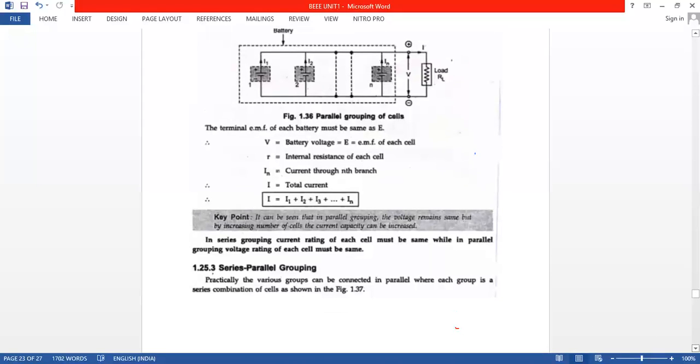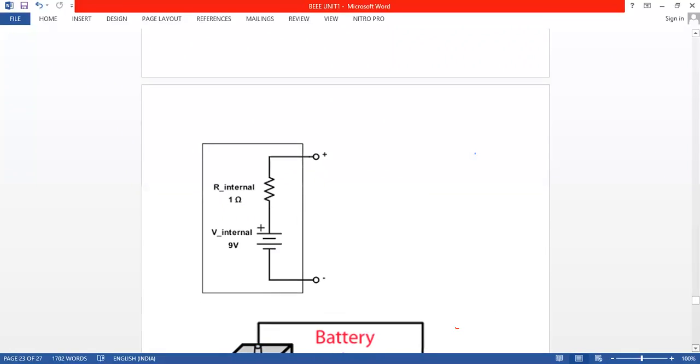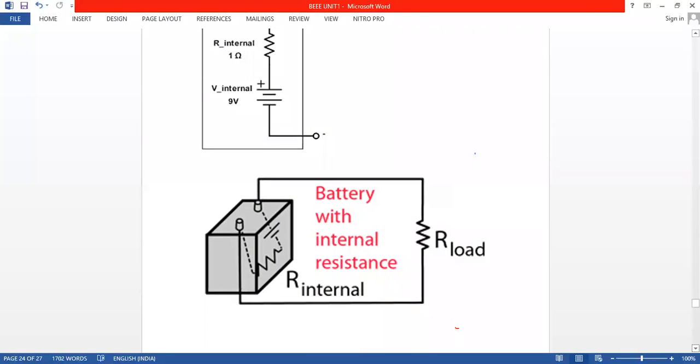Now I will take you to the last definition. What is internal resistance? All of you remember. Even we cannot provide 100% of our energy. Any human being cannot give 100%. Every human being has its own opposition or resistance. So battery also has got internal opposition or internal resistance.